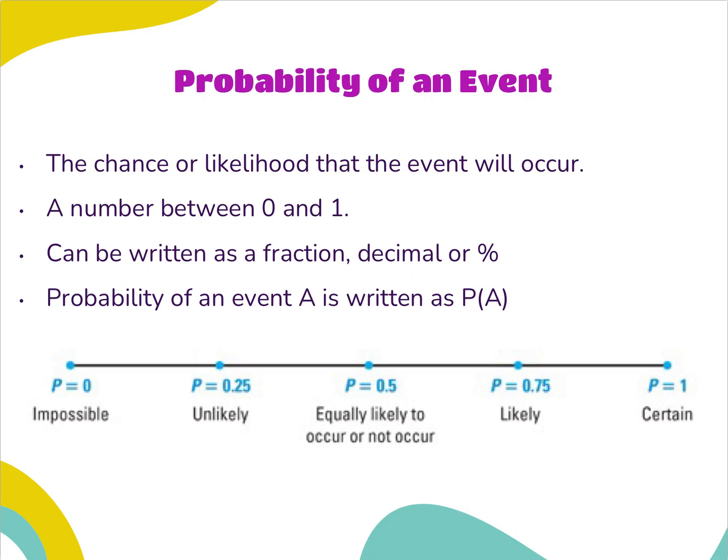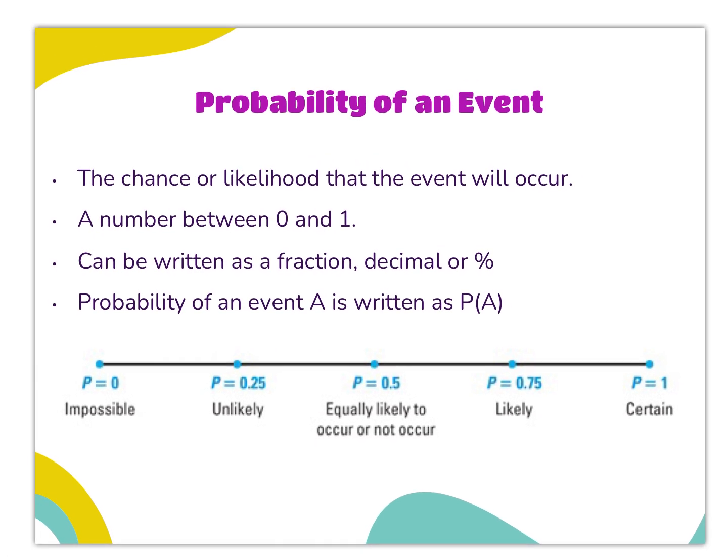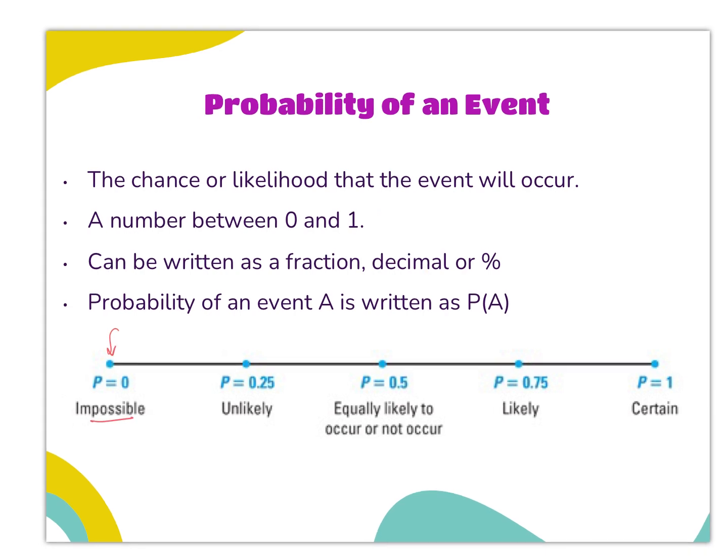So then we talk about what is the probability of an event occurring. Well, again, probability of an event occurring is the chance or likelihood that it's going to happen. It's always going to be between 0 and 1. Something that has a probability of 0 means it's never going to happen. It is impossible. An example of this is rolling a 7 on a die, right?